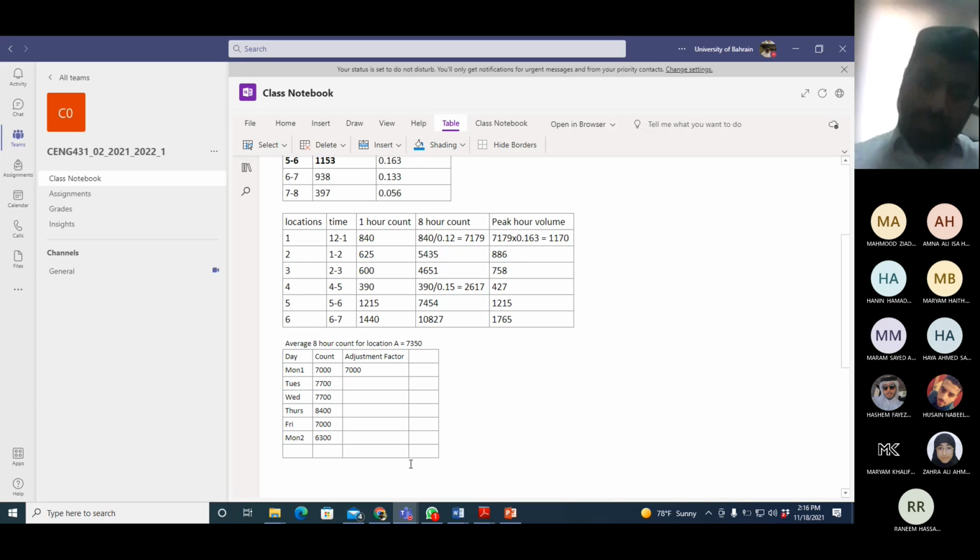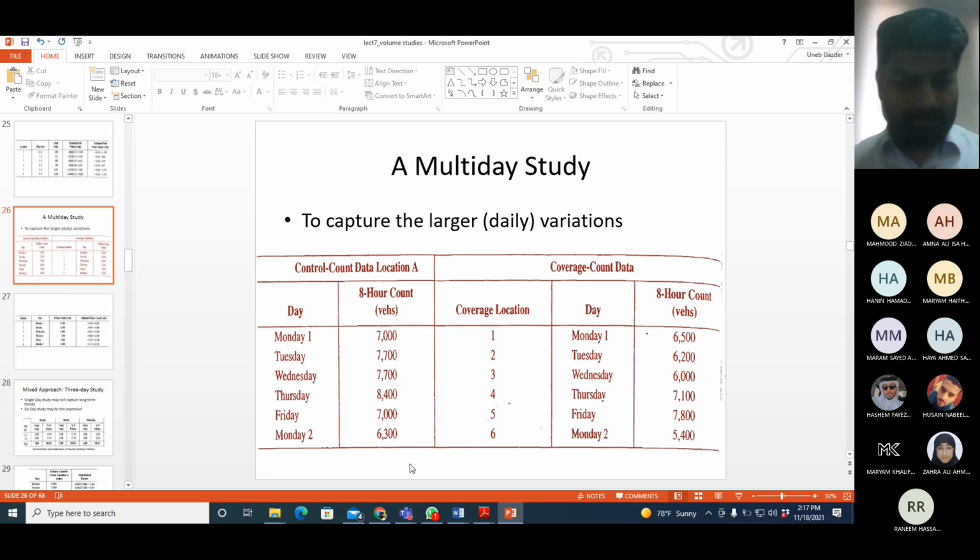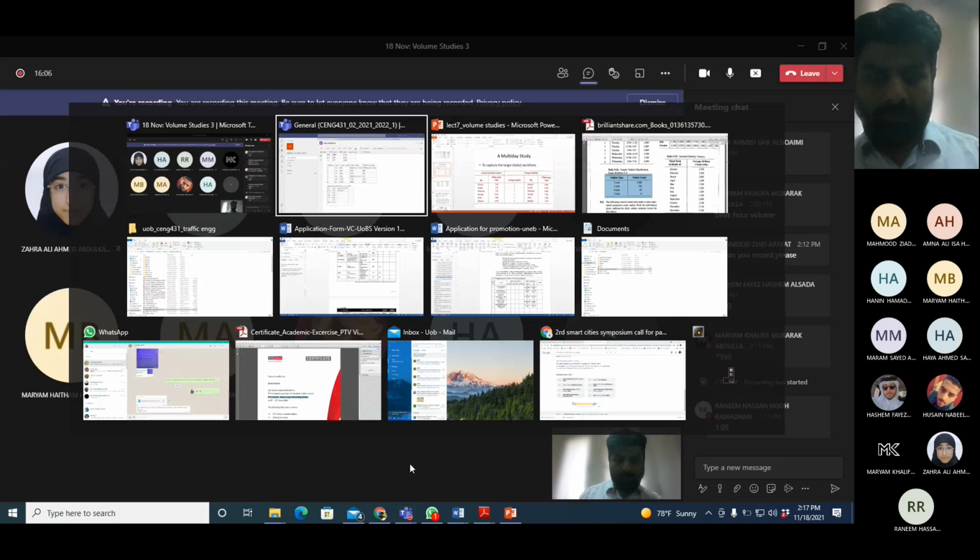Now for each day of the week on which the data is collected, we'll calculate the adjustment factor. How to calculate the adjustment factor? Adjustment factor is a ratio of average traffic of the entire period upon traffic taken on that day. So it will be 7350 divided by 7000. 7350 is the average of the entire week, and 7000 is the traffic of Monday 1. So how much is this? 1.05.